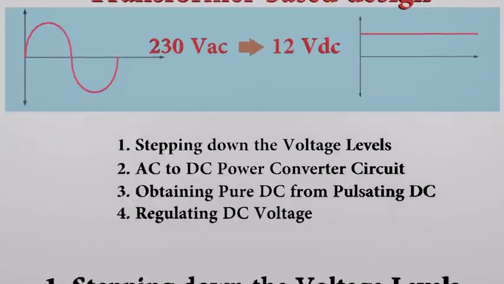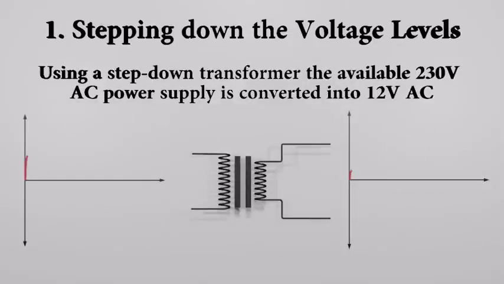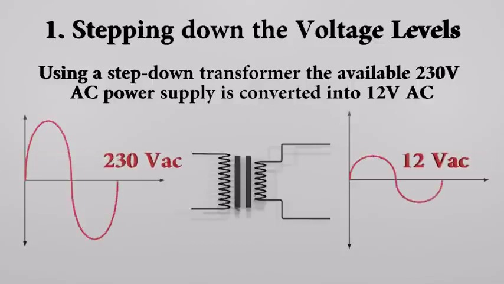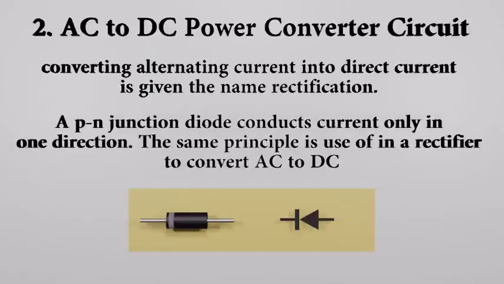First of all, using a step-down transformer, the available 230 V AC power supply should be converted into a lower voltage. Only the magnitude of the voltage is changed. Next, this low voltage should be converted to DC. For that we are using an AC to DC converter circuit. Converting alternating current into direct current is given the name rectification.